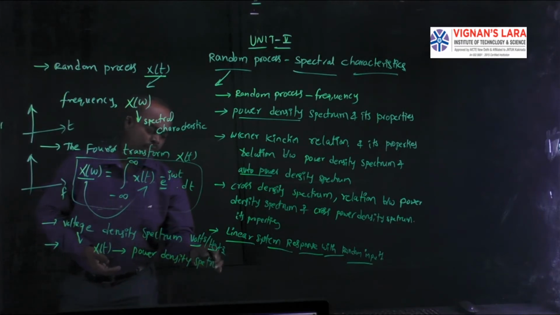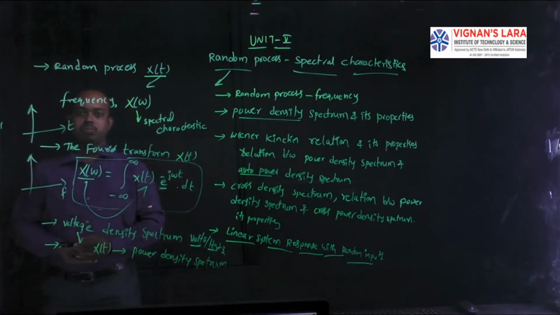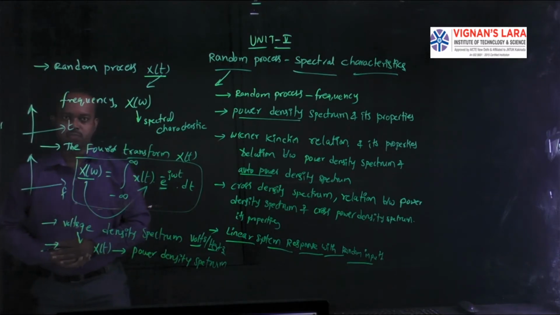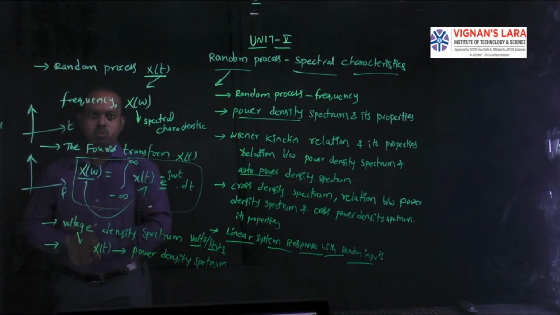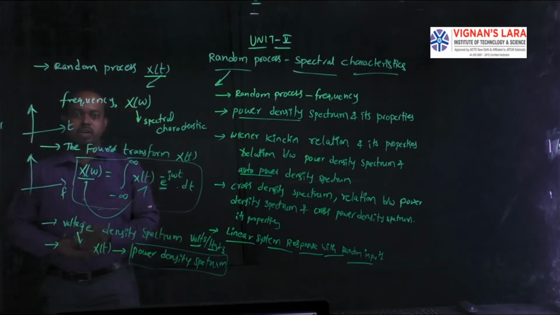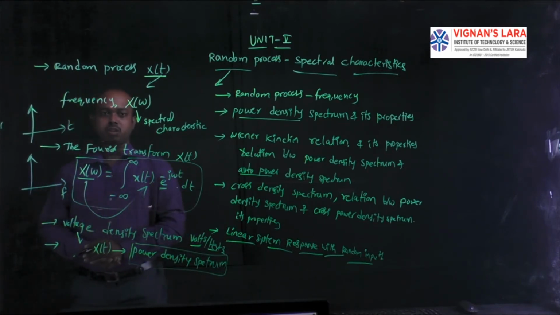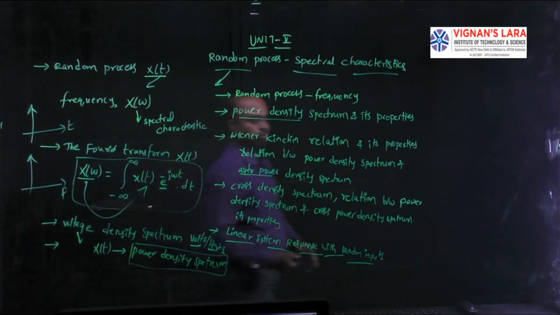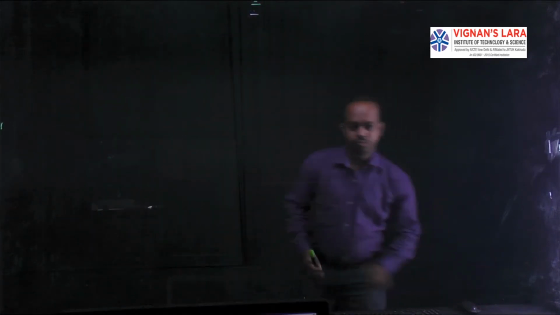The power density spectrum means we need to take the power with respect to frequency. In the power density spectrum, we can define each and every value of a random process x of t. Now, for the derivation part of the spectral characteristics, the important parameter is the power density spectrum. How do we derive the power density spectrum using this random process x of t?